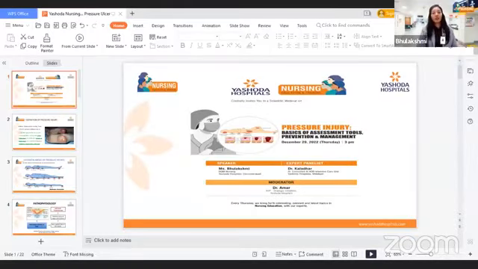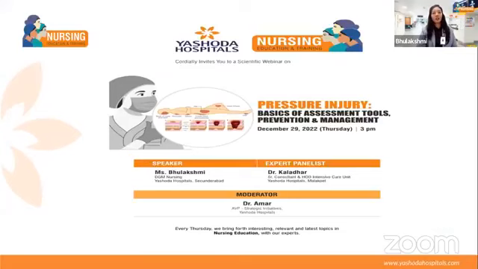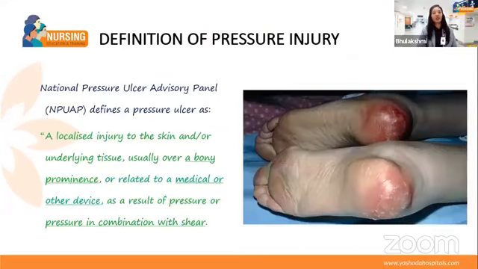Good afternoon, one and all. Today's topic is pressure injury, basics of assessment tools, prevention and management. As we all know, the National Pressure Ulcer Advisory Panel defines pressure ulcer as a localized injury to the skin and or underlying tissue, usually over a bony prominence or related to medical or other devices, as a result of pressure or pressure in combination with shear.